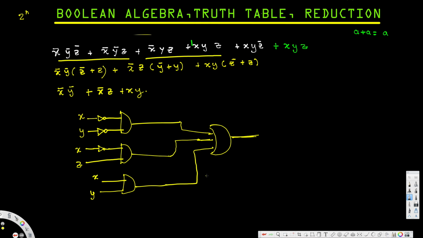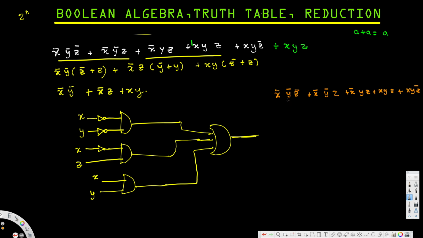Now the next thing is, this is not the only way. You can do the reduction in many different ways. Let's look at another example. Let's do the same thing in a different way. Let's write the expression again: x bar y bar z bar plus x bar y bar z plus x bar y z plus x y z plus x y z bar. So this was the expression.